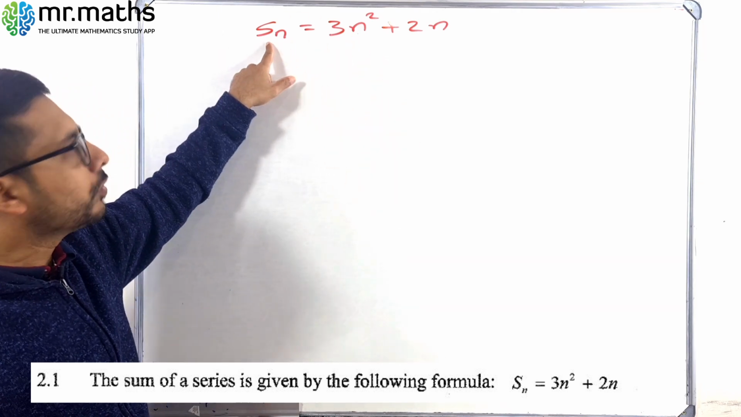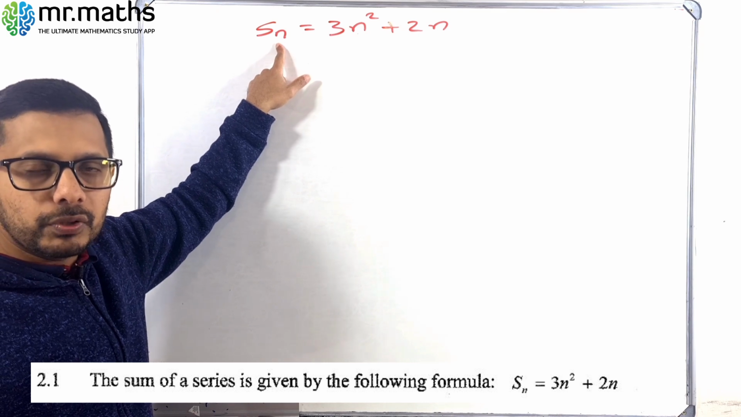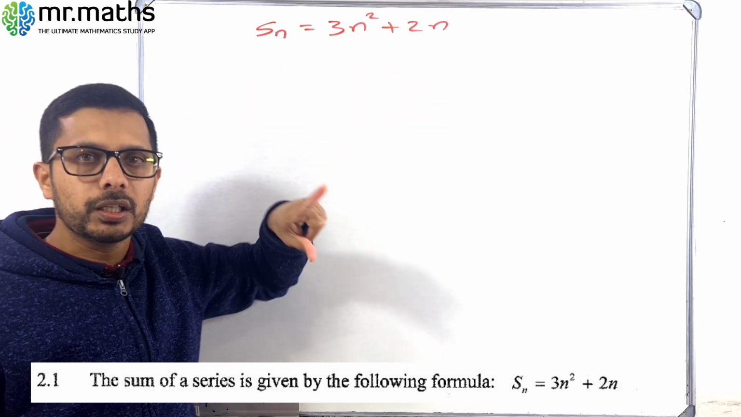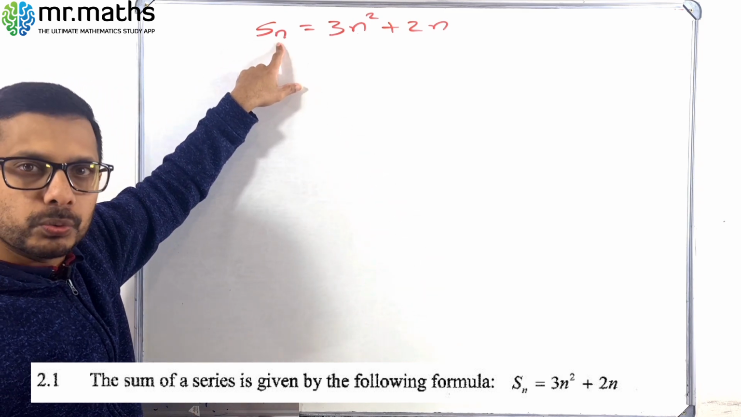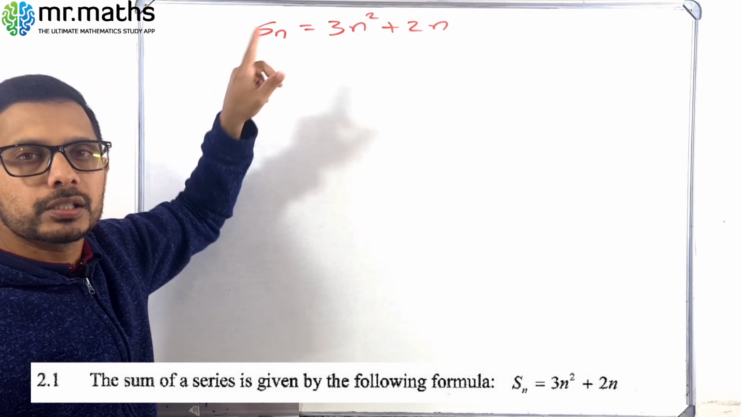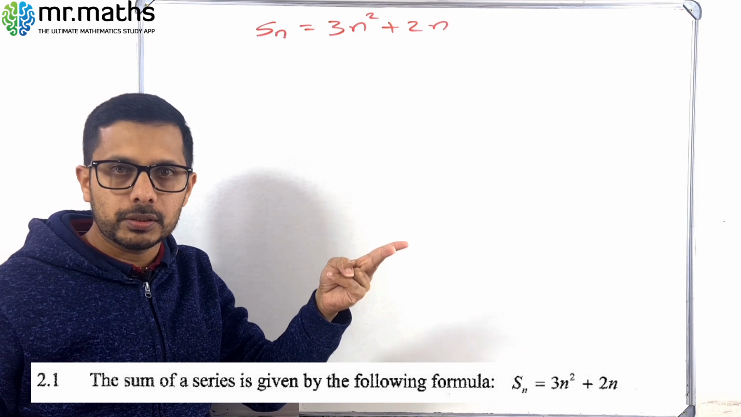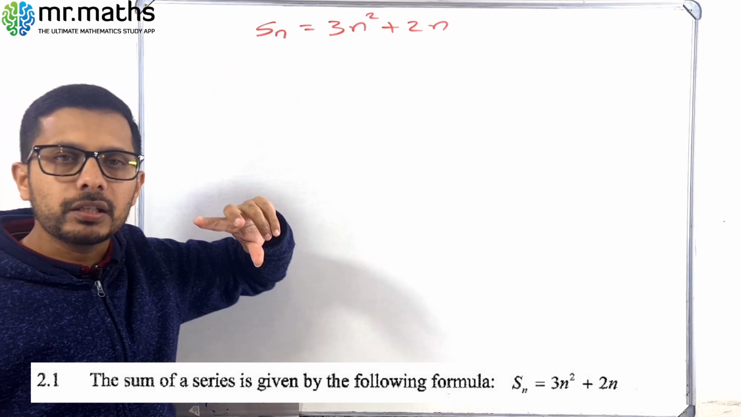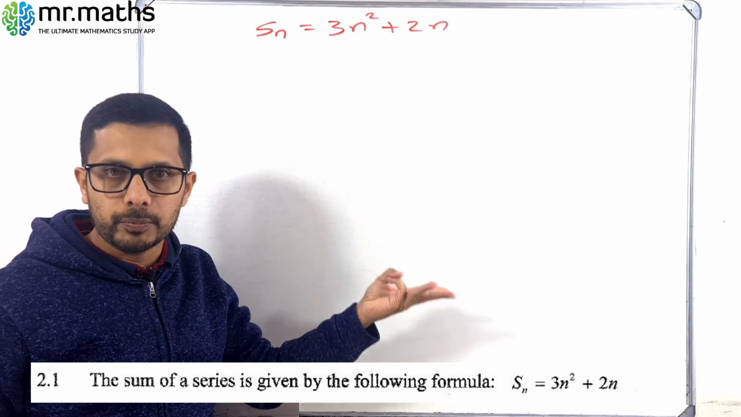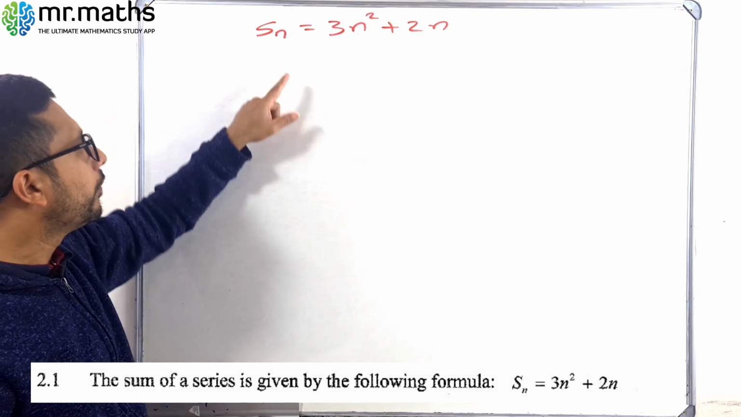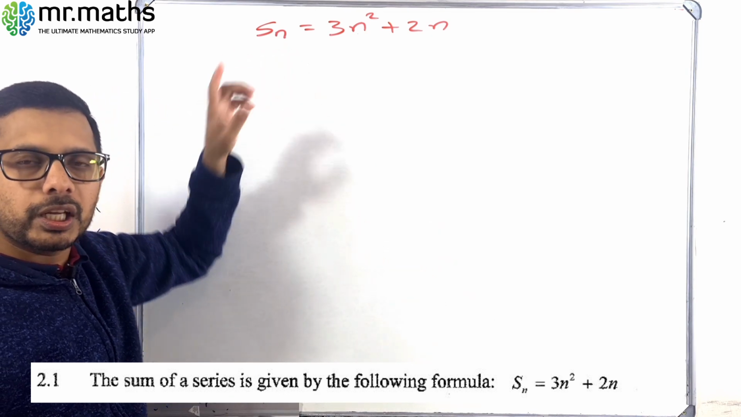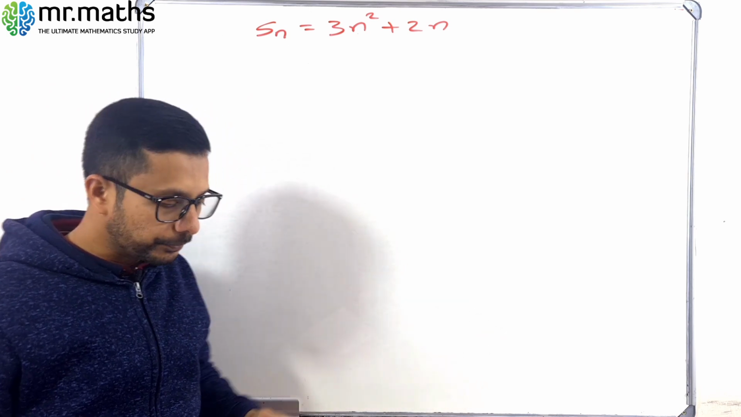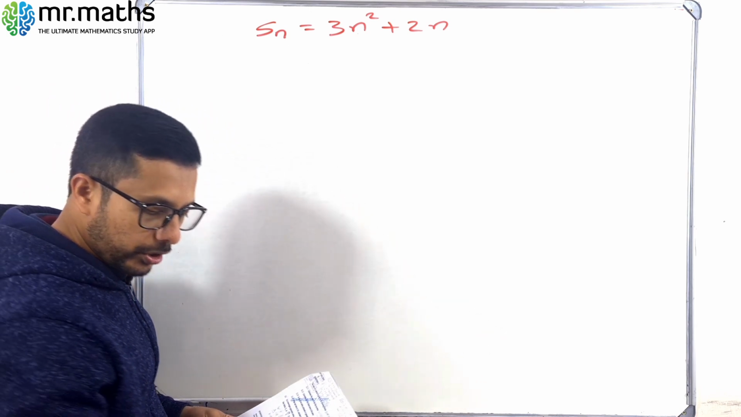If you substitute the value of n as 1, we will get the sum of the first one term. If you substitute n as 2, you will get the sum of the first two terms. If I substitute n as 3, I will get the sum of the first three terms. You understand? If I substitute n as 4, I will get the sum of the first 4 terms, like that. Anyway, what is the first question?